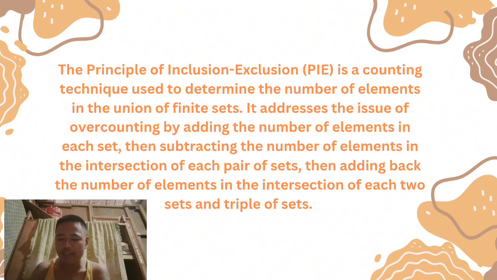It addresses the issue of overcounting by adding the number of elements in each set, then subtracting the number of elements in the intersection of each pair of sets, then adding back the number of elements in the intersection of each triple of sets.